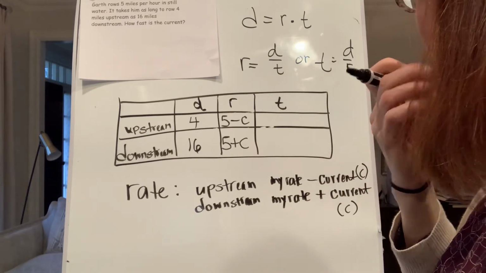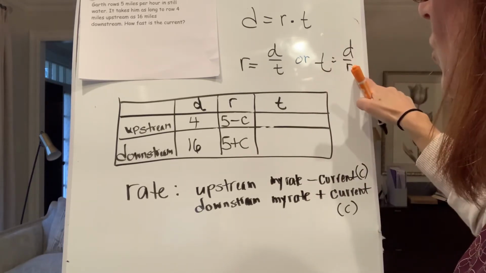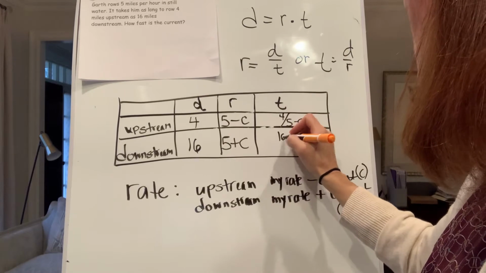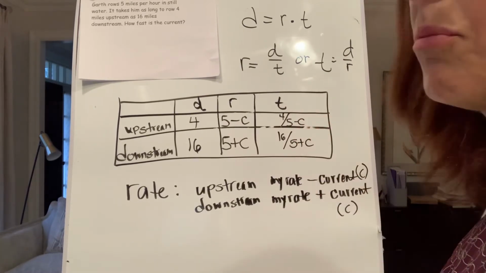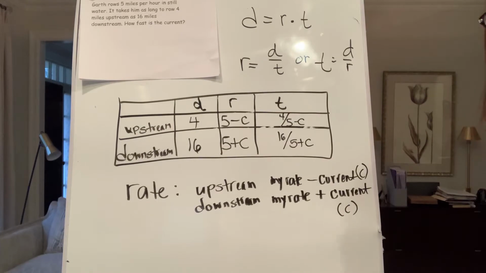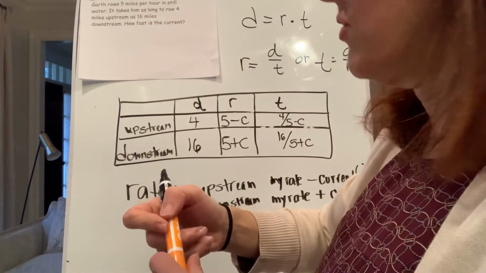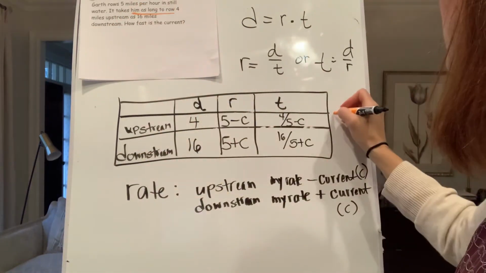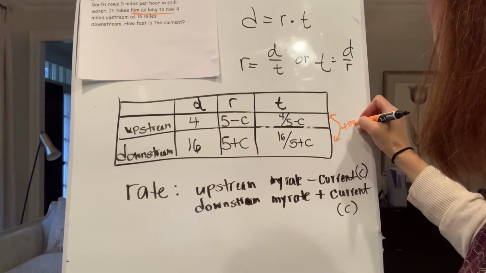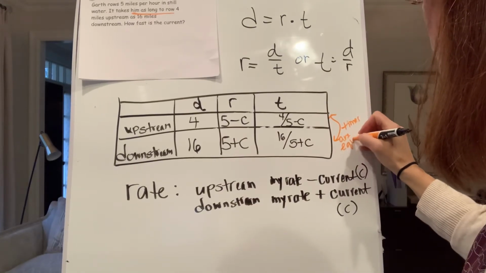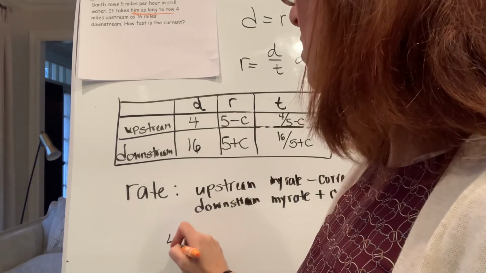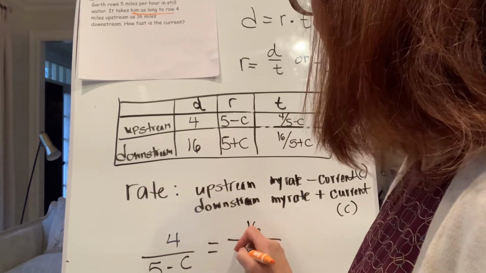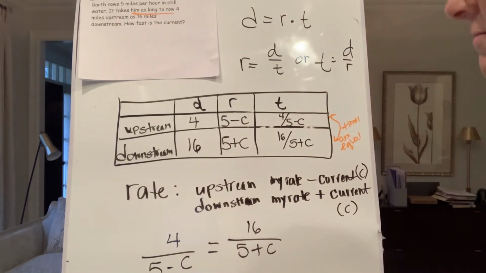For my time column, time is equal to distance over rate. So here I get 4 over 5 minus C. Here I get 16 over 5 plus C. Using this piece of information that says these times are equal, 4 over 5 minus C is equal to 16 over 5 plus C.